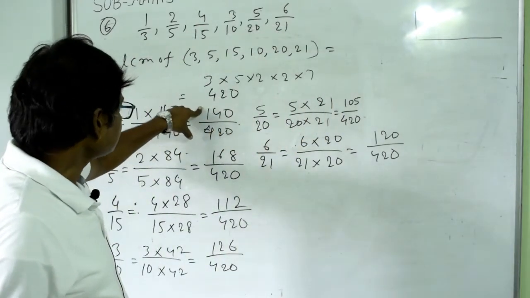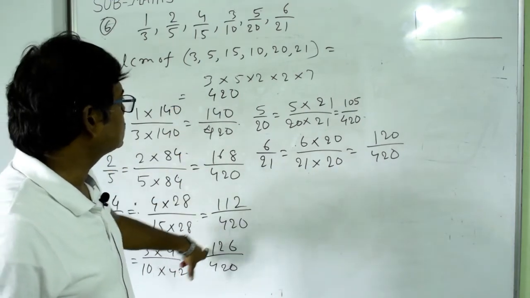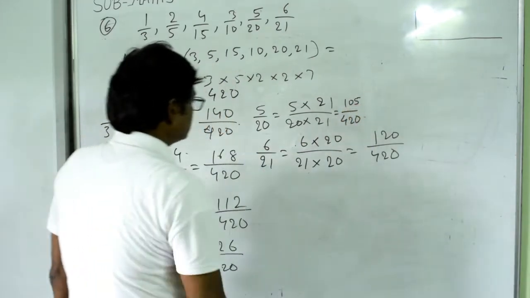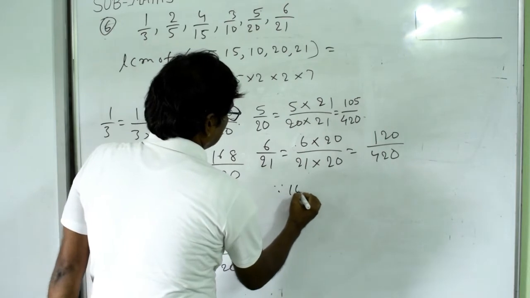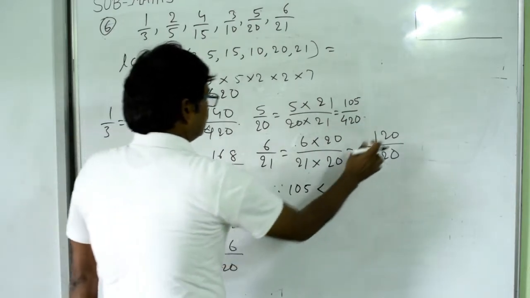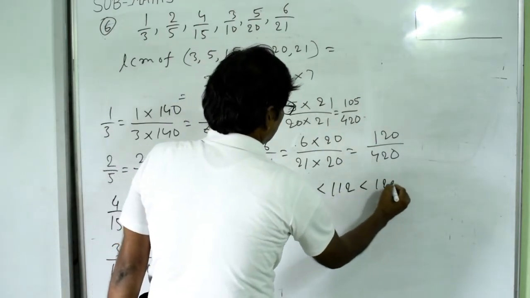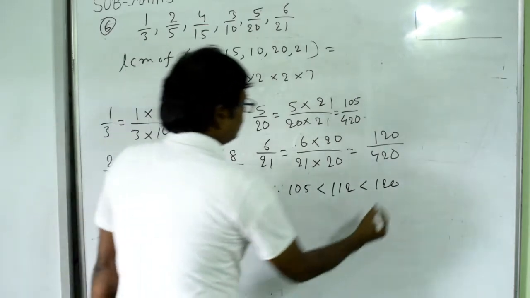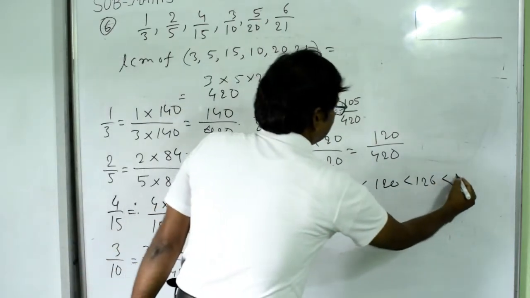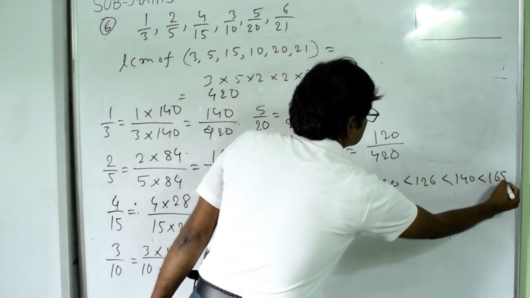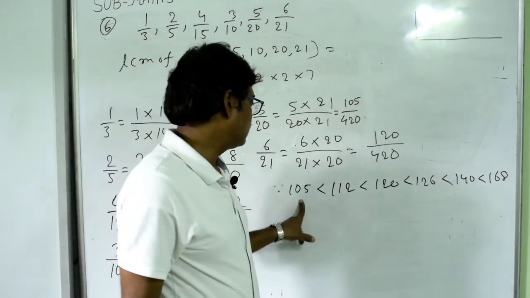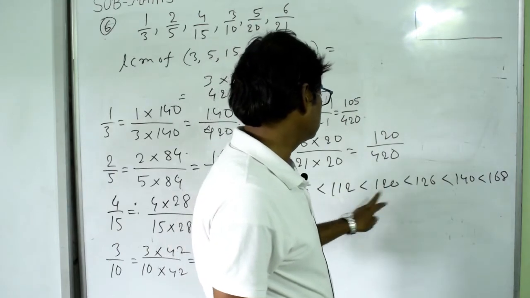So here we have 140, 168, 112, 126, 105 and 120. The smallest one is 105. Then next is 112, then 120, then 126, then 140, and then the greatest one is 168. That number is the greatest here. This is the smallest number, then the bigger number is this, then the bigger from this is this, and so on.